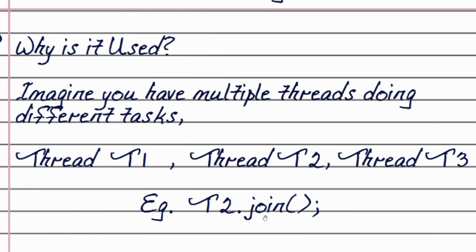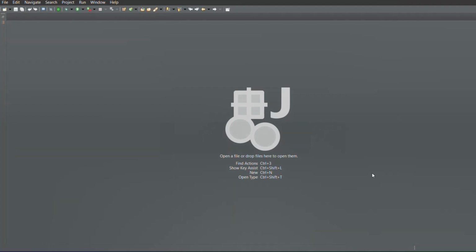As the T2 thread starts its execution, the T1 and T3 threads go into a temporary waiting state. They will not be executed. After the task completion of the T2 thread, T1 and T3 will continue their task completion. Let's see practically how the join method works.